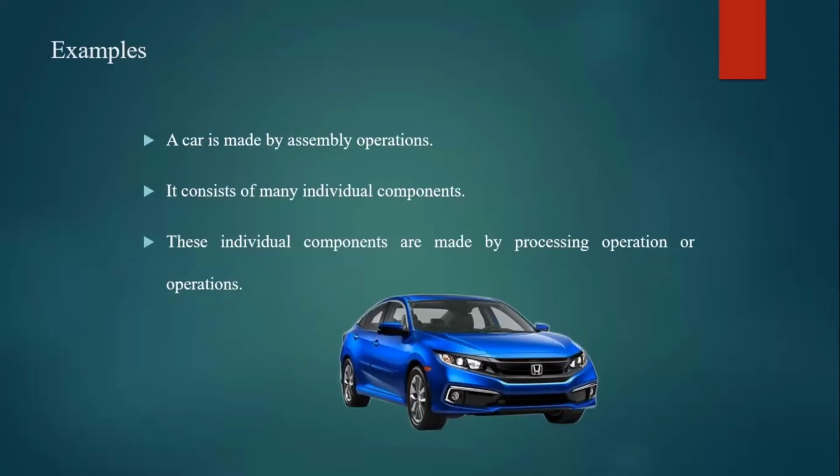So as an example, we are going to study the car again. A car is manufactured by assembly operations. It consists of many individual components, for example, tires, rims, bumpers, steerings, engines, and fuel tank, and many more parts. These individual components are made by processing operations. And then these components are integrated to make one complete product, this car.